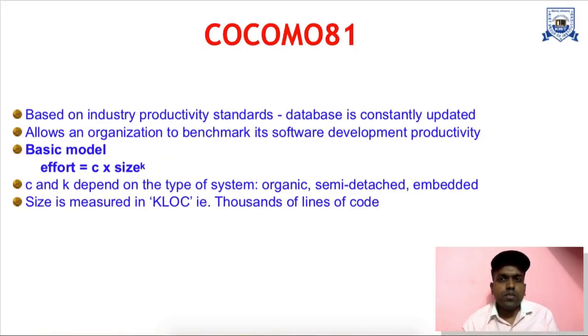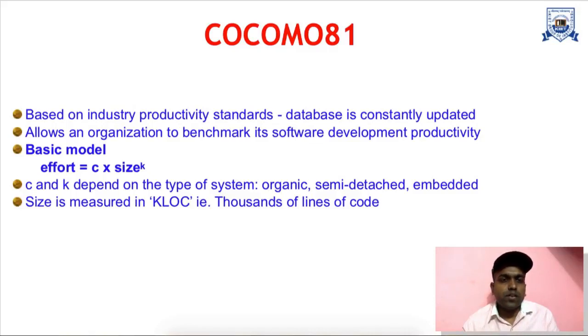Now coming to the next one, that is COCOMO 81. It is also known as the COCOMO 1 model, and after that we'll discuss COCOMO 2. This COCOMO 81 is based on the industry productivity standard. It was made according to the industry productivity standard, so that various software development organizations used this model, where the database was constantly updated.